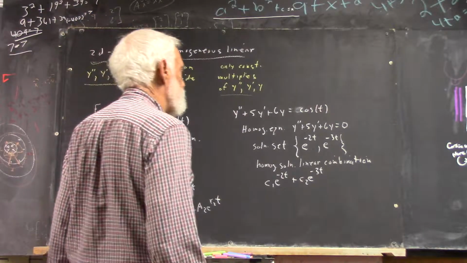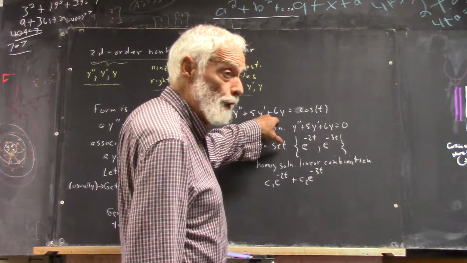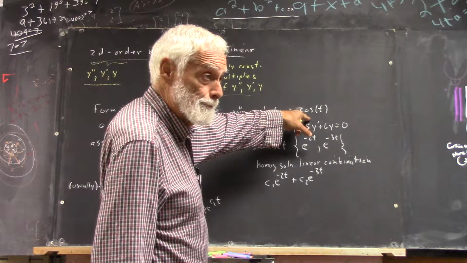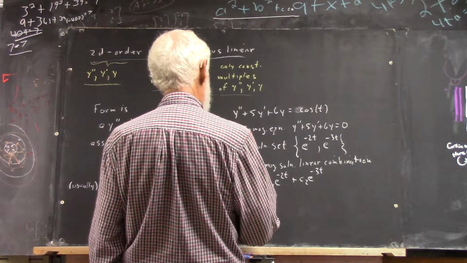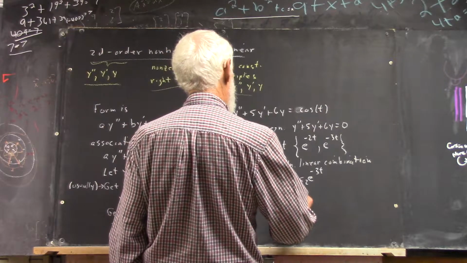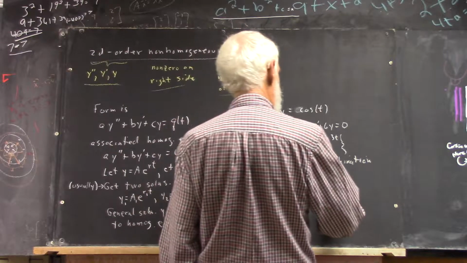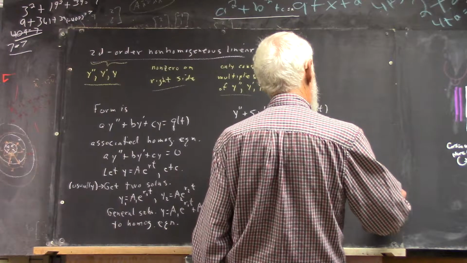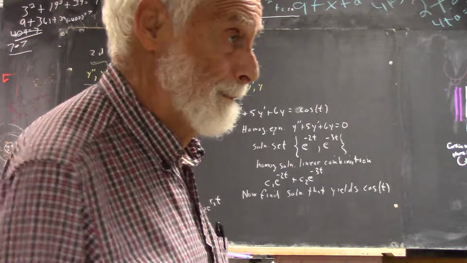Now, we want to find a solution to the actual equation, because this isn't a solution to this equation, because obviously if you plug these in, you're going to get 0, not cosine of t. So now we find a solution that yields cosine of t when you plug it in.